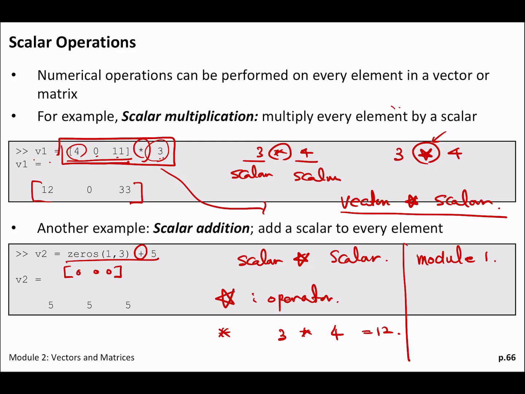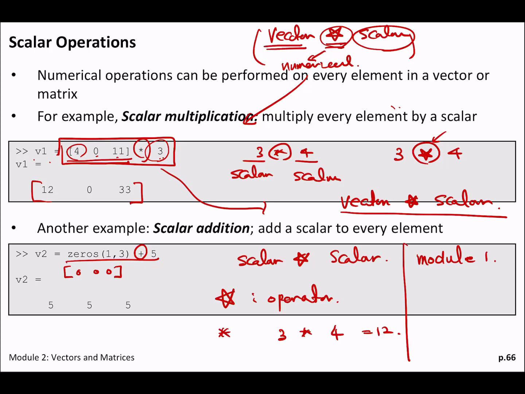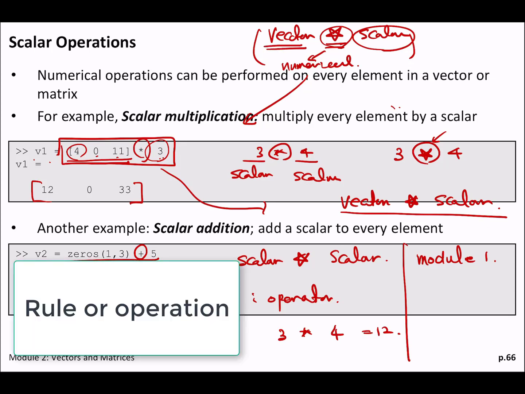We learned about this operation in module 1, but this slide talks about vector and scalar. In this case, the operator is just a numeric operator. MATLAB made this operation work like this: this scalar and numeric operation is conducted on every single element in the vector or the matrix. There's a rule that MATLAB made. Makes sense?